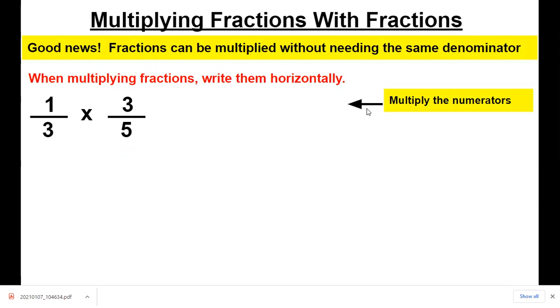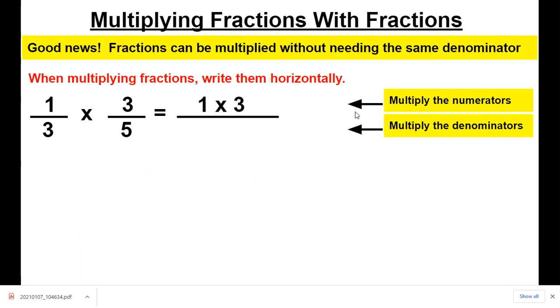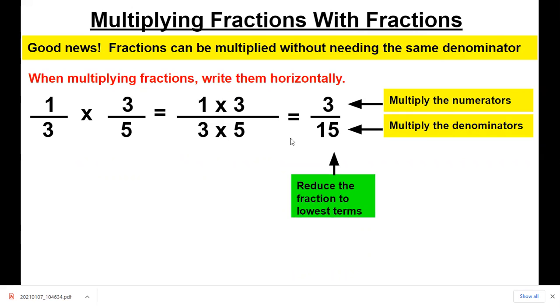method. So you're going to multiply the numerators and multiply the denominators. So you're going to do 1 times 3 on the top and 3 times 5 on the bottom. And then you're going to do the math. So 1 times 3 equals 3, and 3 times 5 equals 15. Notice how 3/15 though is not in lowest terms. It needs to be reduced.